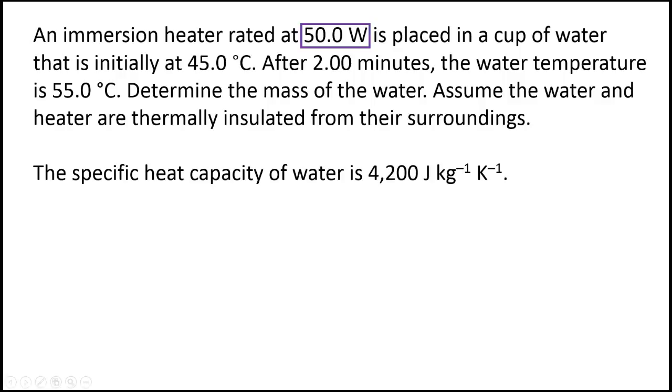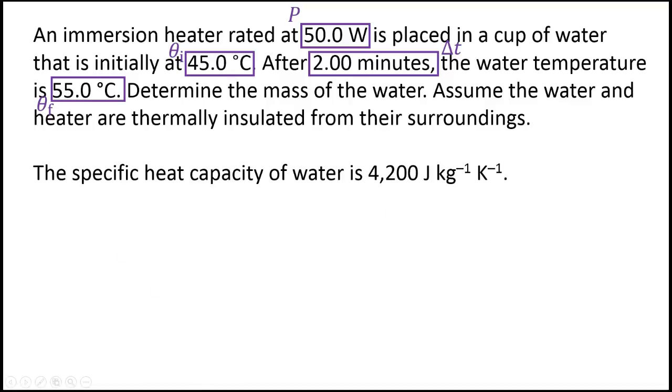Well, they told me 50 watts. It's in watts, so that must be the power of the heater. They say rated at, that just means the power of. And then they gave me 45 degrees Celsius, that's the temperature initially at the beginning. They gave me the time interval, delta t. I know it's time because it's in minutes. And they gave me the final temperature after that 2 minutes, so that's theta final for Celsius temperature final.